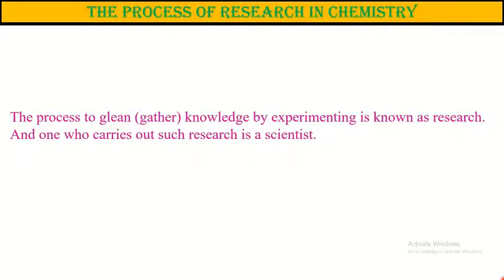To gather knowledge by doing an experiment is research, and the person who carries out such research is called a scientist. Now, there are some steps for doing this research. So now, steps in a research in chemistry. Our first step is topic selection. In the first step of a research, you need to determine what you want to learn or what new thing you want to invent. That is called topic selection.